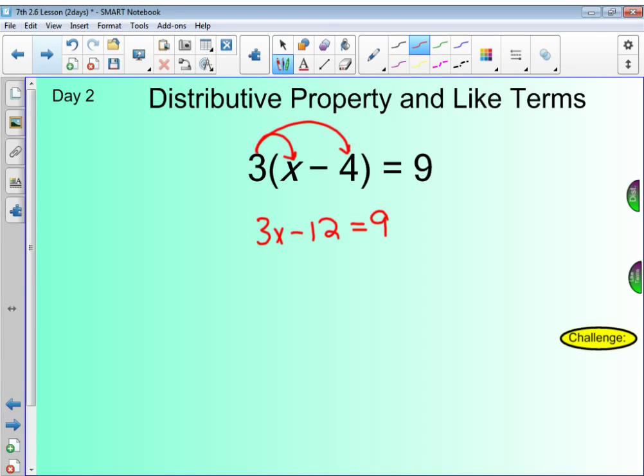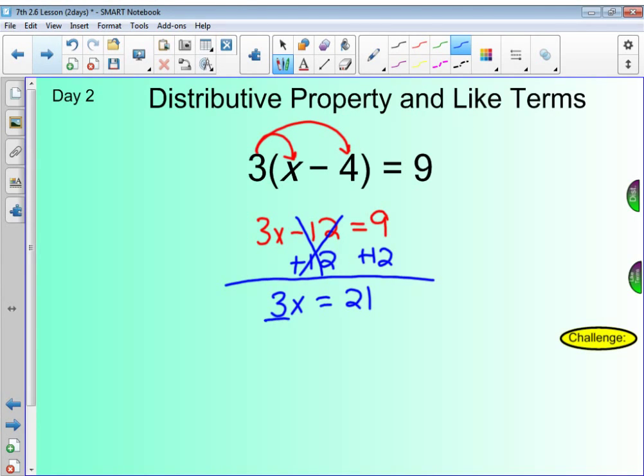So right now we'll start with the adding and subtracting because we have to work order of operations backwards. So it was minus 12, we're going to add 12 for the inverse, so plus 12. We now have 3x equals 9 plus 12 is 21. And then it's 3 times x, so we're going to divide to get rid of the 3 so that we have just x by itself. Divide by 3. We find out that x equals 7.